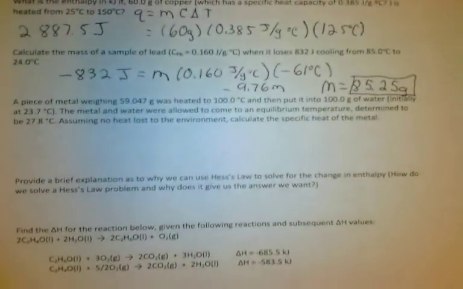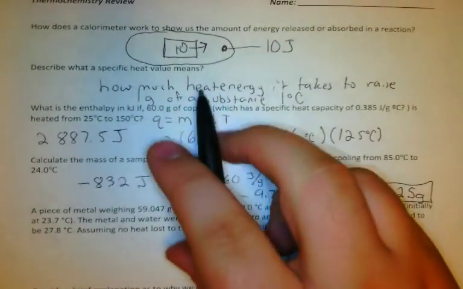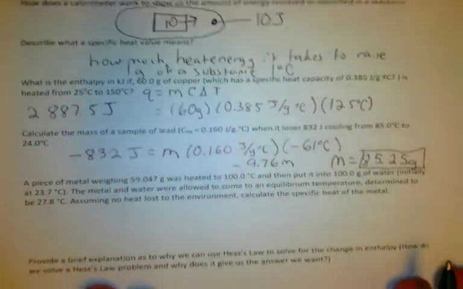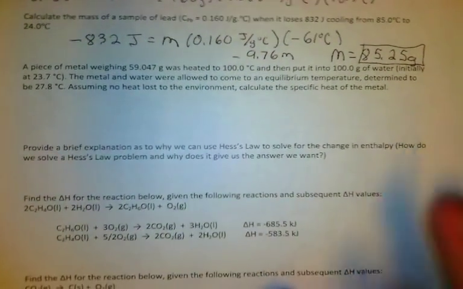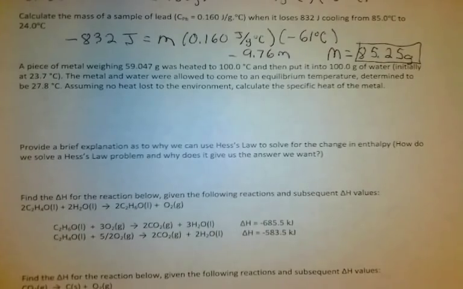Now, this next question is the best example of how we use calorimetry because it's having you put metal or some sort of substance in water, and we need to use how much energy the water absorbed, like we did up here, to determine how much was released. So the question states that a piece of metal weighing 59.047 grams was heated to 100 degrees Celsius and then put into 100 grams of water, initially at 23.7 degrees. The metal and water were allowed to come to an equilibrium temperature determined to be 27.8.